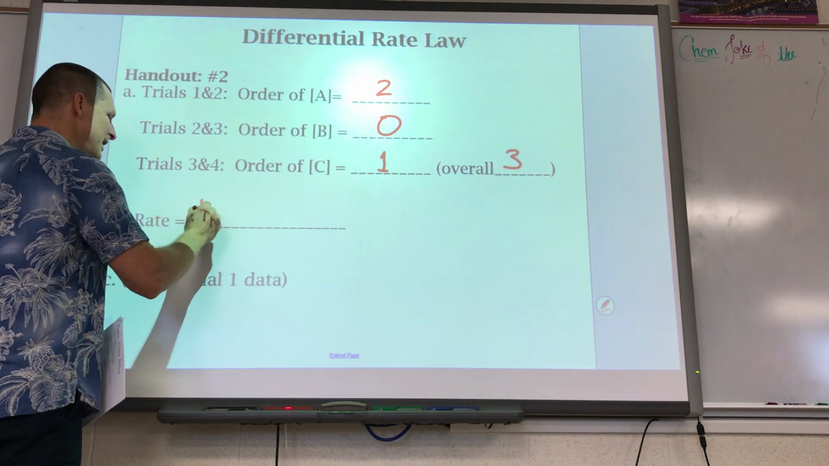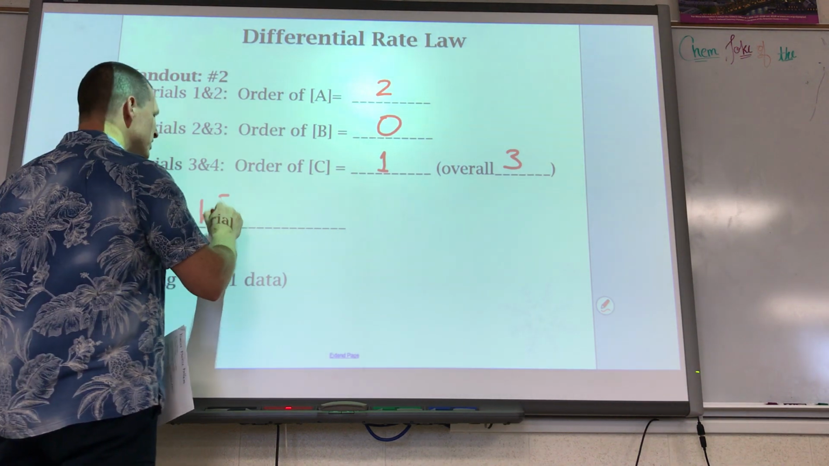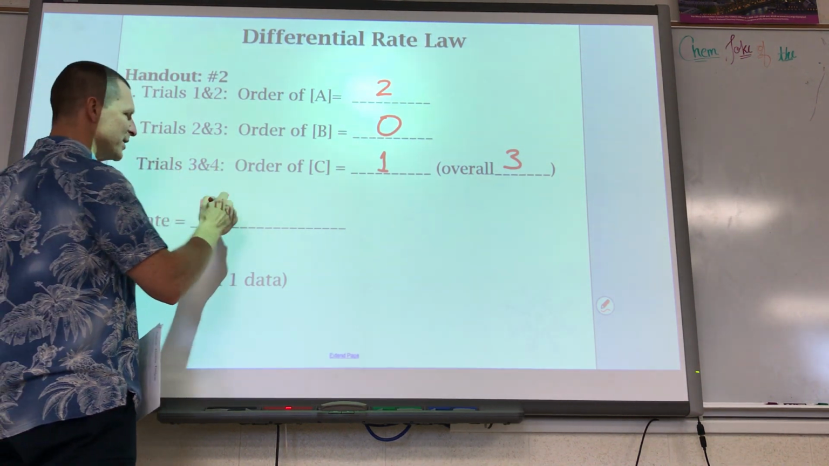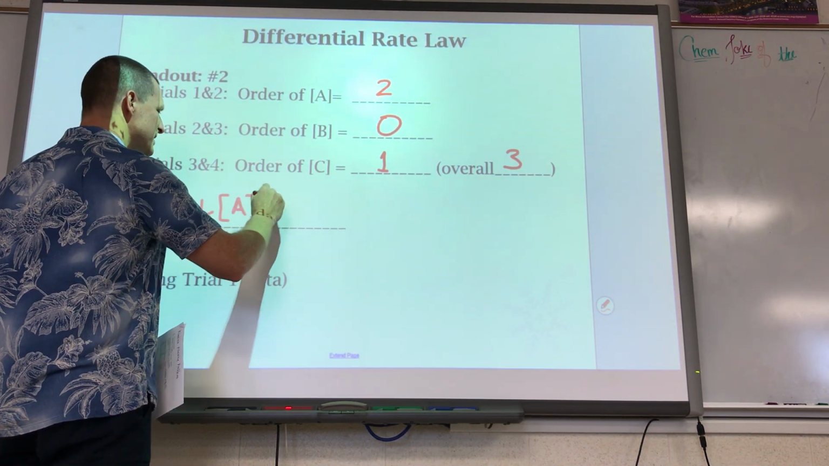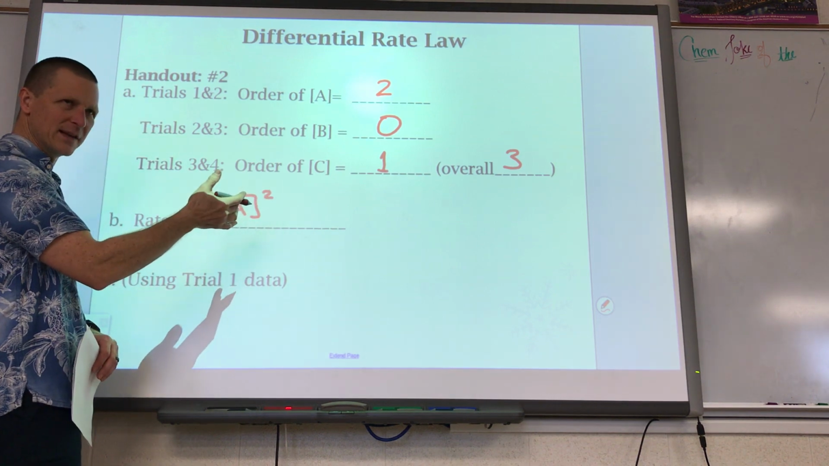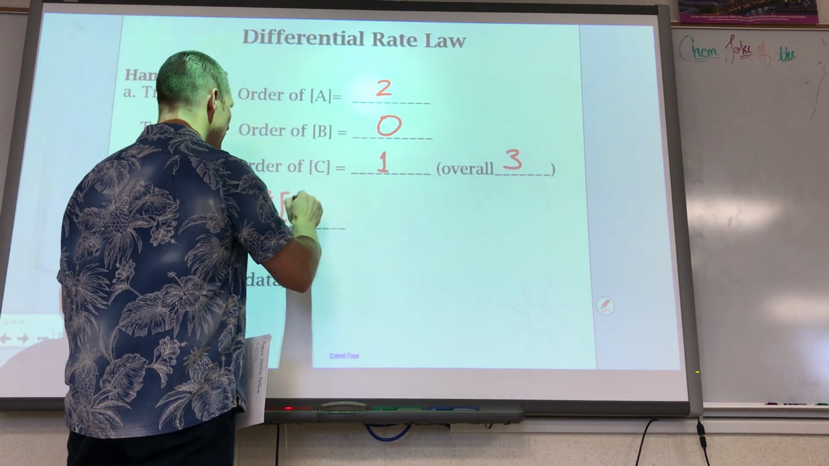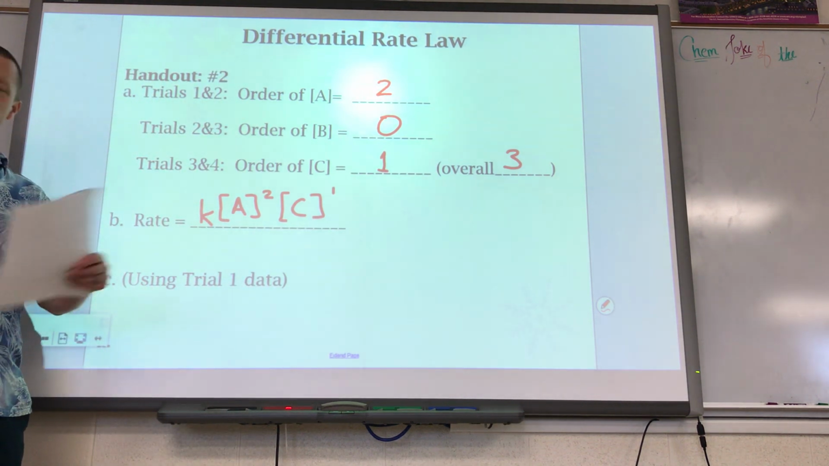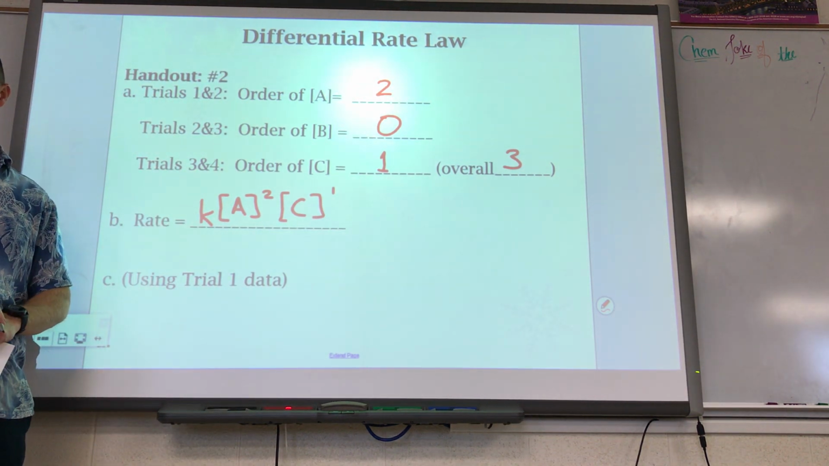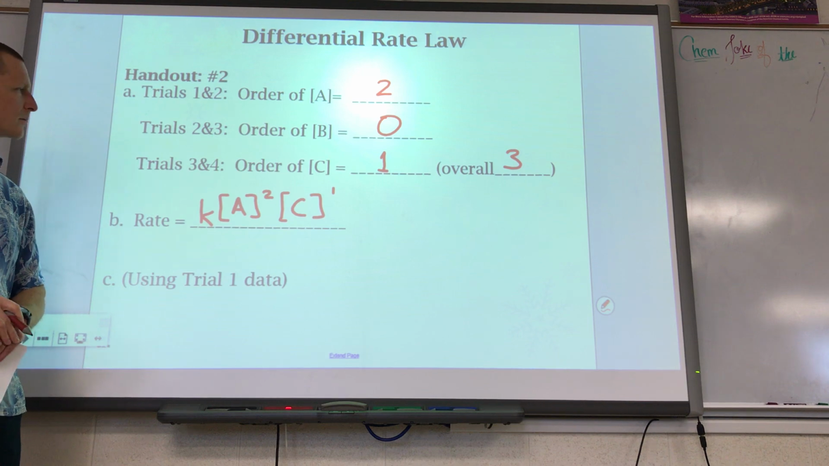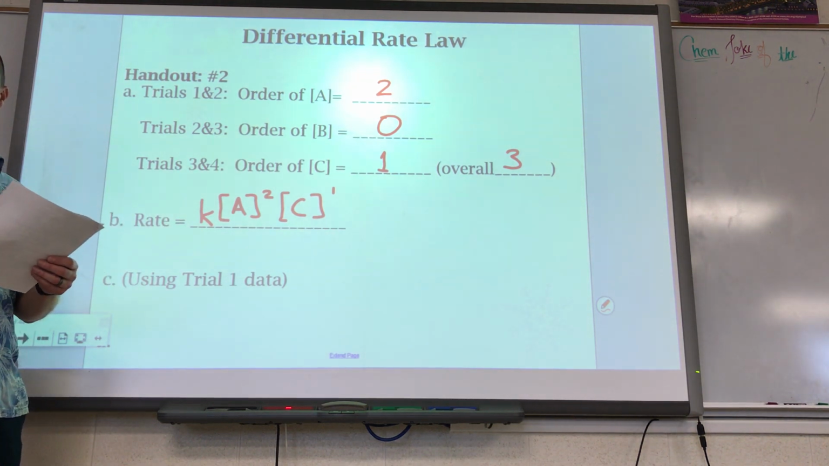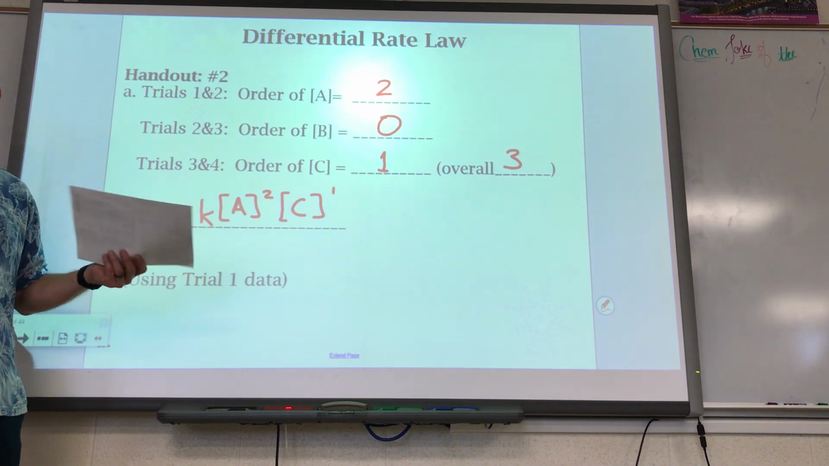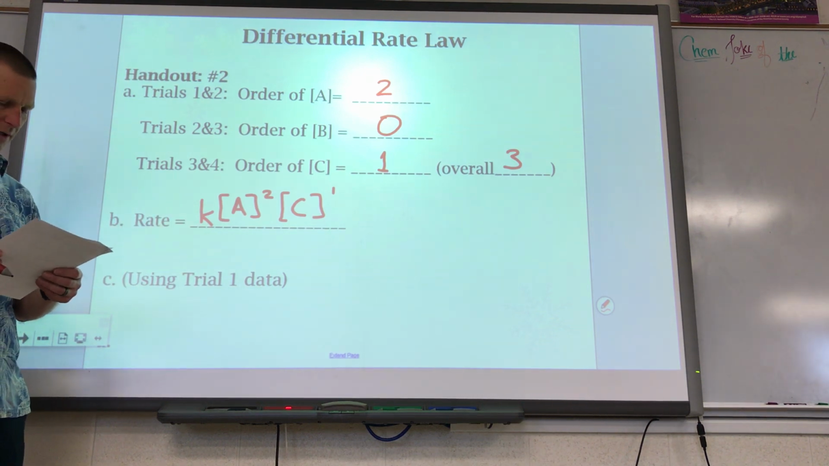Rate equals K times each reactant concentration to its power. So it's A to the second power. You don't even need to put B in there because it's going to be 0 power, times C to the first power. That would be the rate expression, also known as the rate law. Second order. Yeah, we decided A was second order. Yep. And the order is what power it goes into in the rate law.